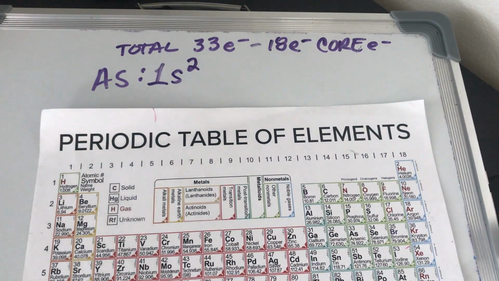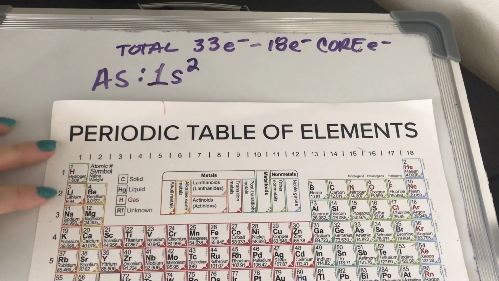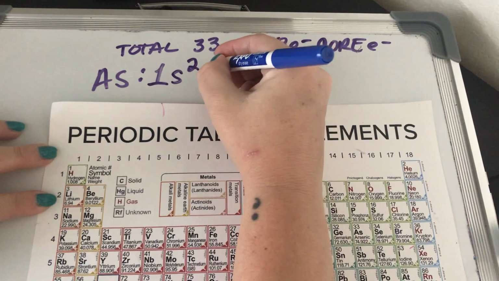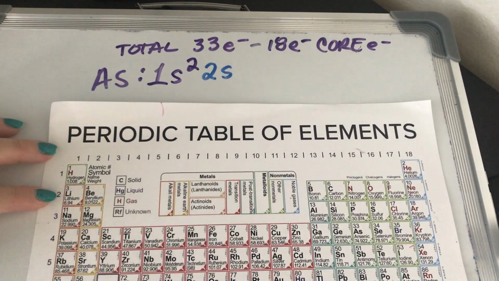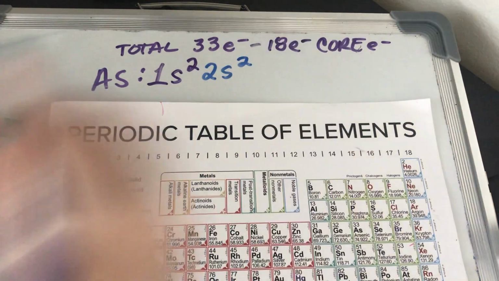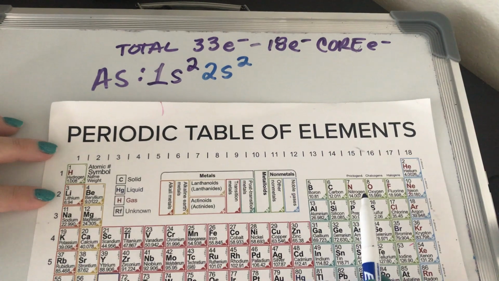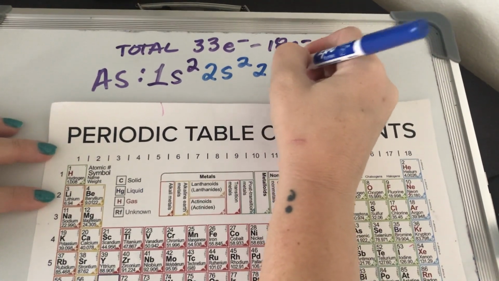All right, so now we've gotten our electrons from row 1. Now we want to jump down to row 2, right? So we're going to go 2s2. Then what? 2p6. Sorry, right? 2p6. No worries. We're jumping across to the p block now. So we have 2p6.